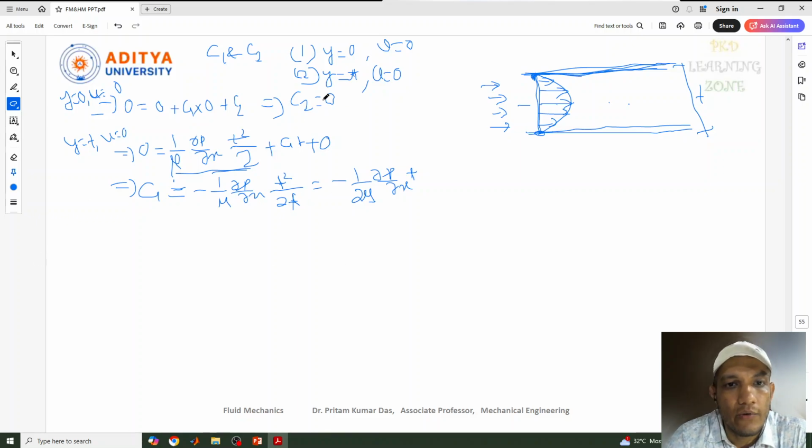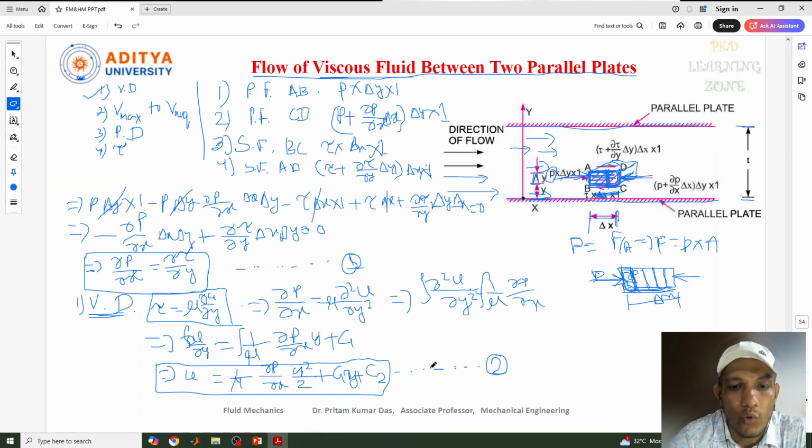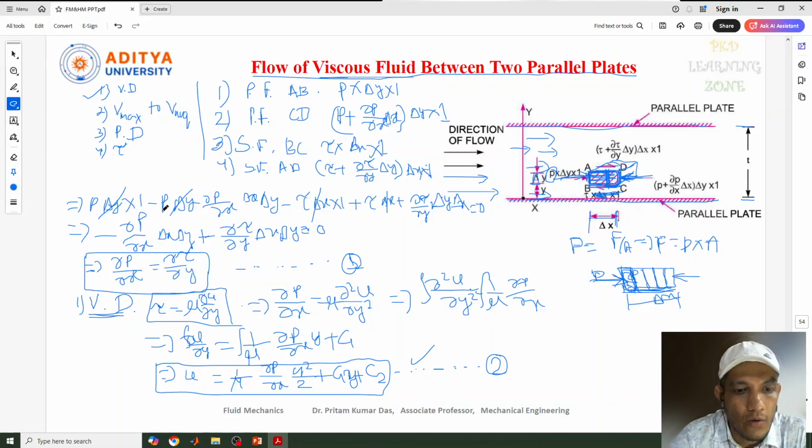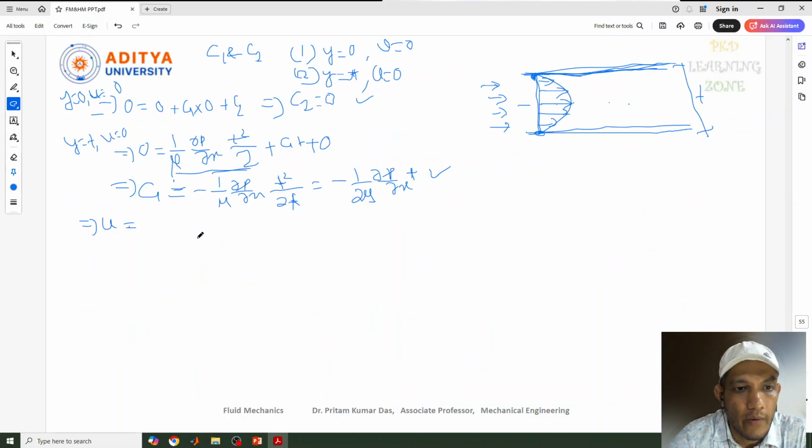So now what we'll do, this is the c1 value, this is the c2 value. Now this c1 and c2 value we put in equation 2. So what you are going to get after putting the value of c1 and c2 in this, we are going to get u equal to 1 by 2 mu. Yeah, 1 by mu is there. So finally what we are going to get, that I'm writing here after applying. Okay, let's write 1 by 2 mu.